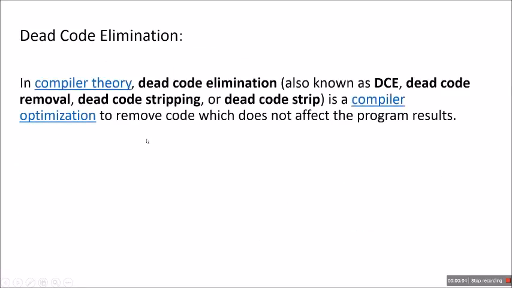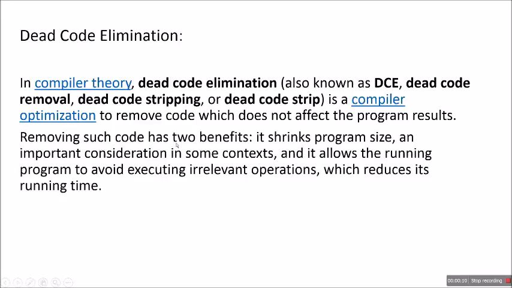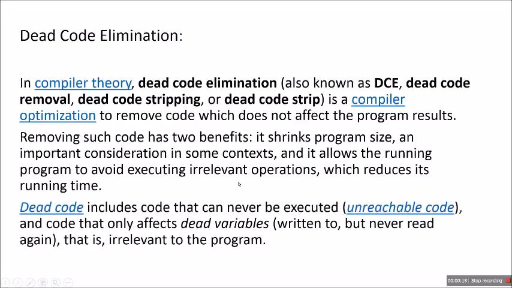Now the topic is dead code elimination. In compiler theory, dead code elimination is a compiler optimization to remove code which does not affect the program results. It has two benefits. It shrinks the program size, and it allows the running program to avoid executing irrelevant operations, which reduces its running time. Dead code includes code that can never be executed and code that only affects state variables that are irrelevant for the program.